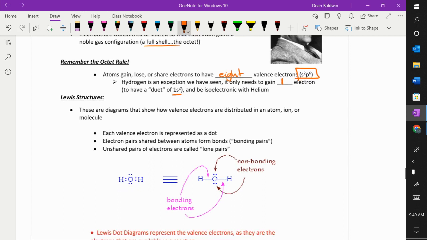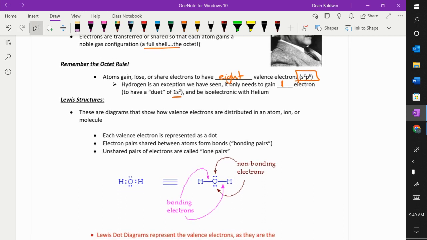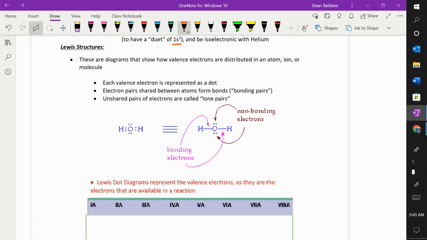All right. So Lewis structures are what we're going to start doing. These show how the valence electrons are distributed in the atom, the molecule, or the ion to form a bond. That's a Lewis structure. That's what we're going to learn to draw. These little dots up here are the non-bonding electrons. The bonding electrons are represented by solid lines, and every solid line represents 2 electrons.